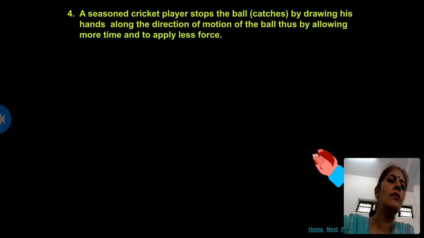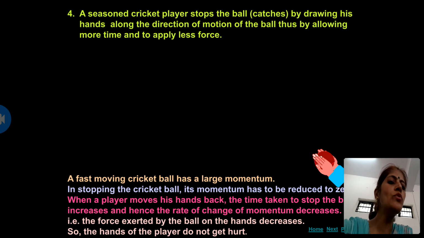You see here, a cricketer is lowering his hand while catching the ball. A fast moving cricket ball has a large momentum. In stopping the cricket ball, its momentum has to be reduced to zero. When a player moves his hand back, the time taken to stop the ball increases, and hence the rate of change of momentum decreases. That is, the force exerted by the ball on the hand decreases, so the hands of the player do not get hurt.